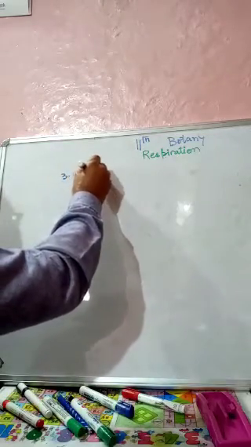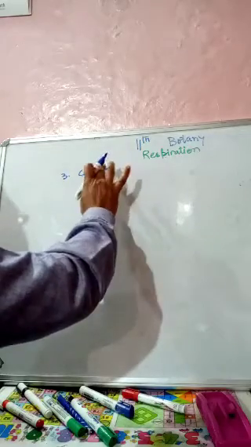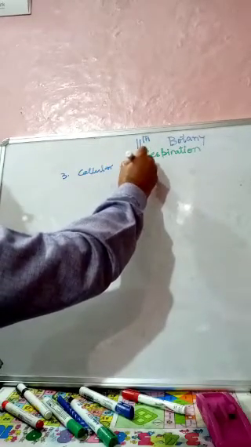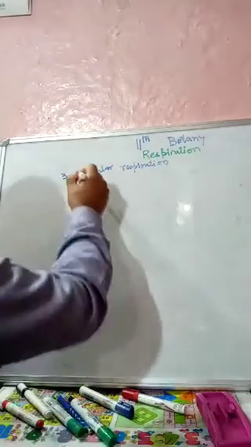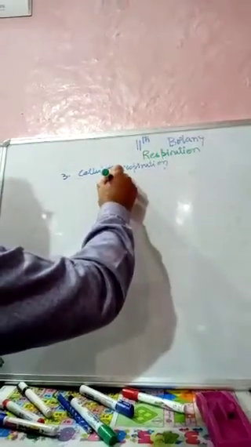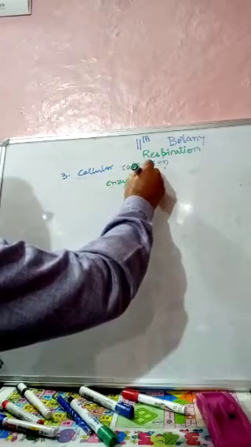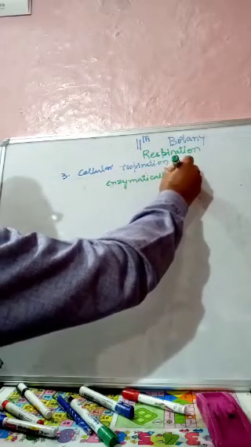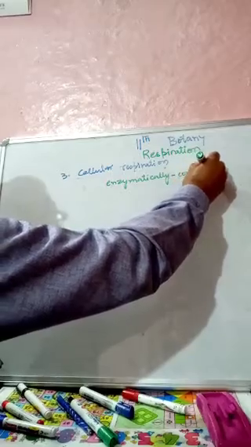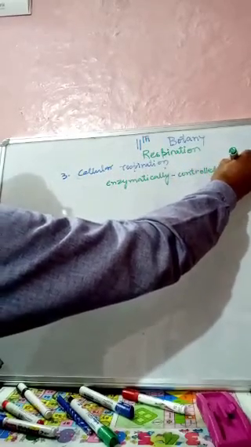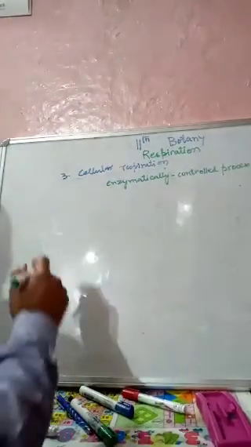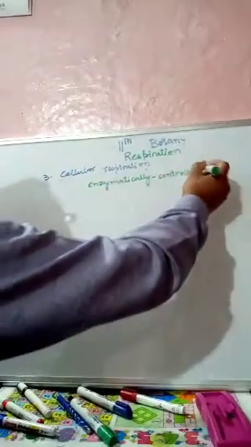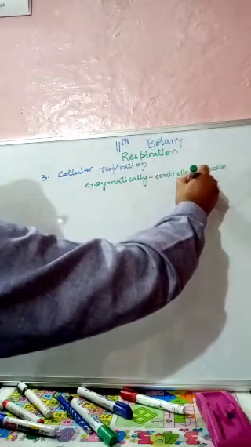Third is cellular respiration, cell respiration or cellular respiration. This is the third phase. Now, this is not a physical process. This is simply an enzymatically controlled process, a stepped, controlled chemical process, rather.